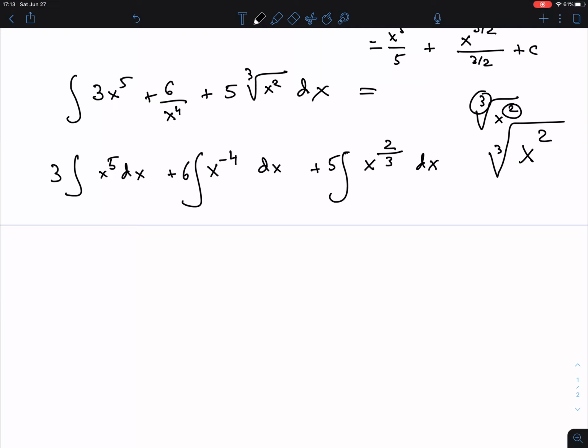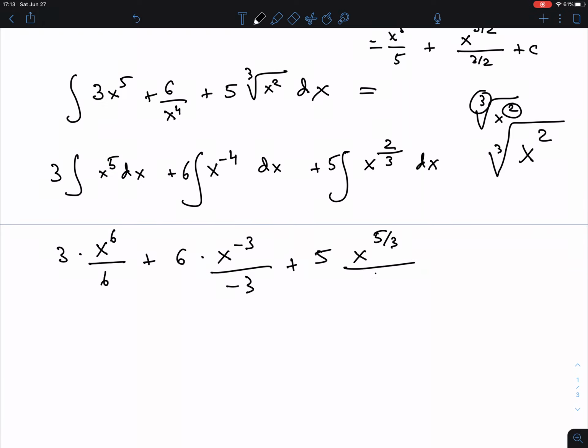Now I can do my power rule. 3, that's just a constant. x to the fifth, I add 1 to the exponent, divide by that, plus 6 times x to the negative 4, add 1 to the exponent. Now be careful, minus 4 plus 1 is minus 3, right? Who do I divide by? Well, by minus 3, plus 5 times x to the 2/3, 2/3 plus 1, that's 3/3, that's 5/3. Divide by what? 5/3, plus C.